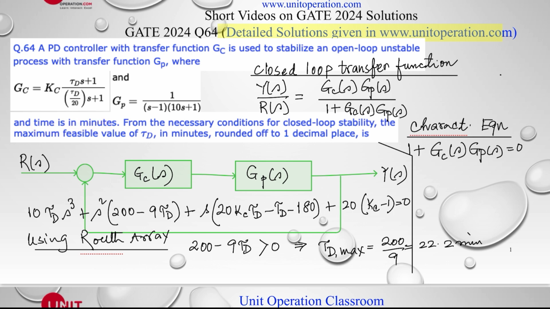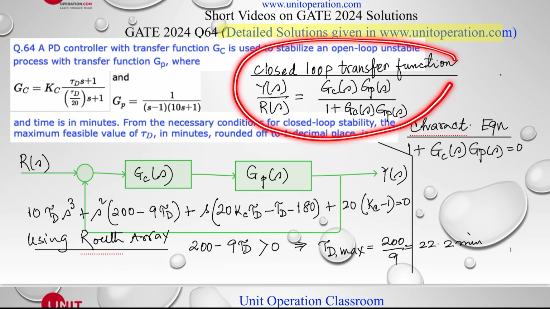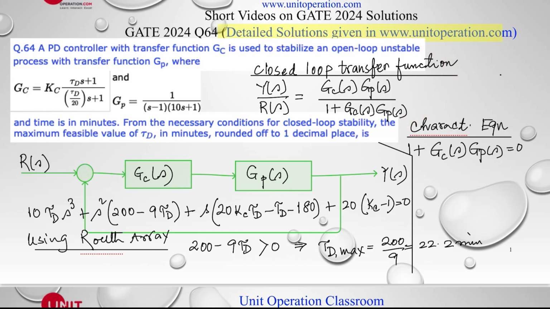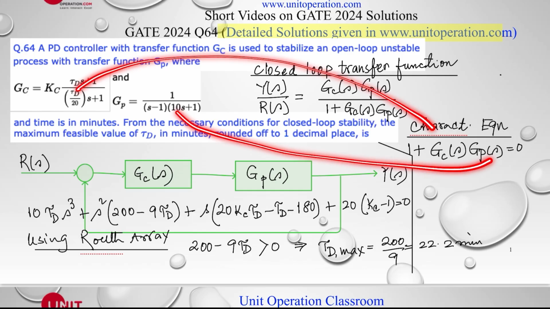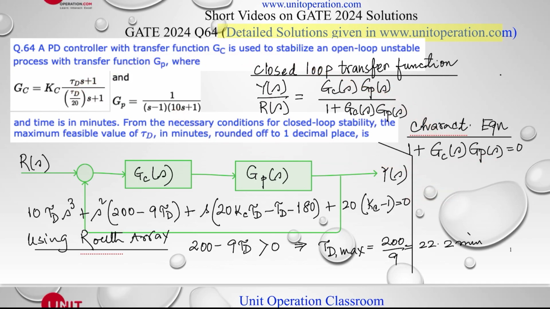From the necessary condition for closed loop stability, we have to find the maximum feasible value of tau d. This is the closed loop transfer function, which is very easy, and the characteristic equation is 1 plus GC times GP, that is 1 plus GOL. Once we substitute these here, we get this equation. This is a little bit of an involved process, but the details are shown here.